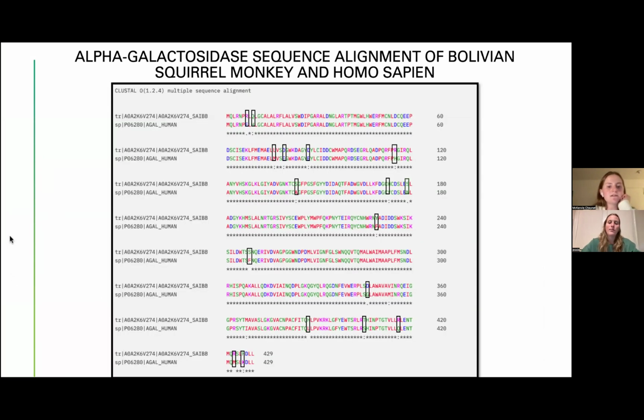So next we use Clustal to run a multiple sequence alignment. And essentially how we did that was we used the align function in UniProt. We got the sequence of alpha galactosidase in Homo sapiens and the sequence of alpha galactosidase in the Bolivian squirrel monkey, and we aligned those two against each other in Clustal to get this multiple sequence alignment. Now, we love it because the different colors show some of the differences in the amino acids, and we have boxed the different amino acids or the differences in the amino acid sequences.